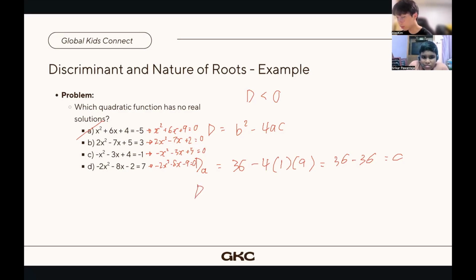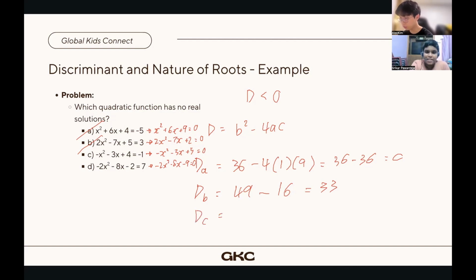We take a look at the next discriminant for equation B. This one will be b squared being negative 7 squared, 49, minus 16. Yes, that is correct. So it's 49 minus 16, which will equal 33. Because it is a positive discriminant, we know that there will be two solutions to equation B. So B is also not our choice of interest.